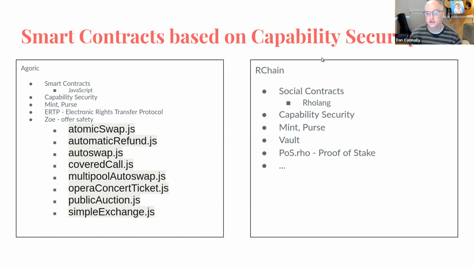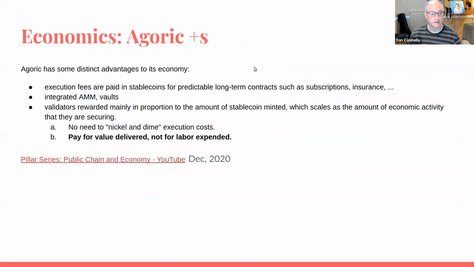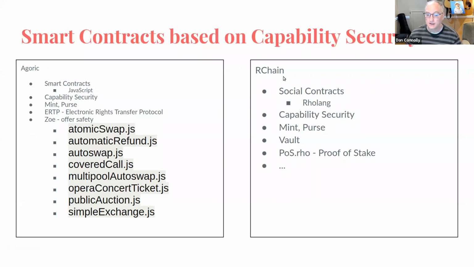Okay, so smart contracts based on capability security. For Zoe, we just went over atomic swap. There's refund, autoswap, covered call, multi-pool, Oracle contract, public, simple exchange, and on and on. Those are example contracts. And then there's the ones we're going to really use for our economy, which RChain could also use, which would be motivated by this stuff, but I'm going to skip over that.